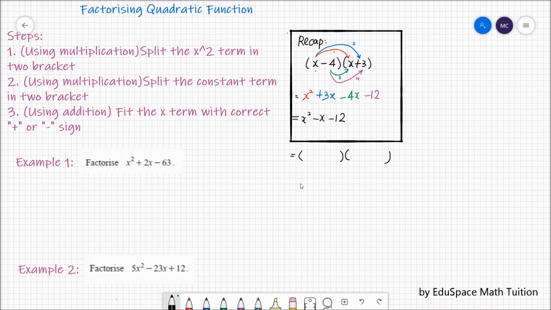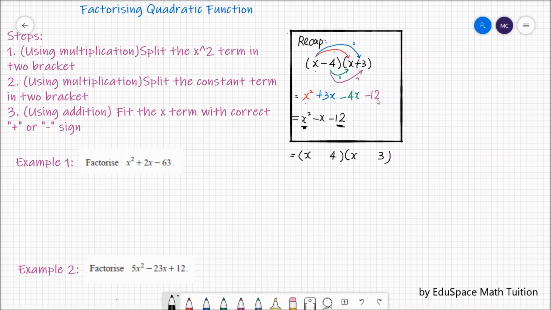We have two brackets. This x squared, if you look at it properly, actually comes from x multiplied by x. So we have two factors, x times x, so that we can get x squared. This 12 is a multiplication also. If you look at it properly, this 12 is generated from 4 multiplied by 3. So we also have to make sure it's the multiplication of 3 times 4 so that we get the 12.